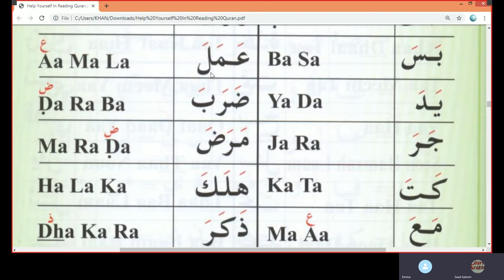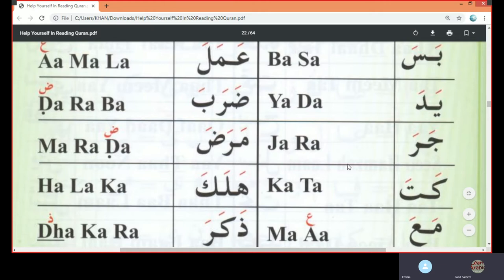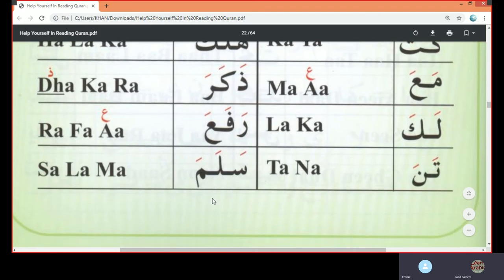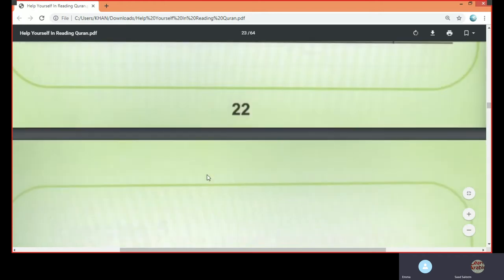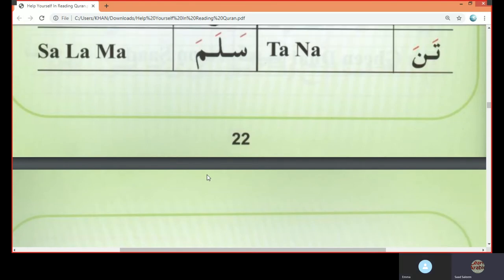A, ma, la, ya, da, da, ra, ba, ya, ra, ma, ra, da, ka, ta, ha, la, ka, ma, a, da, ka, ra, la, ka, ra, fa, a, ta, na, sa, la, ma, fatha.